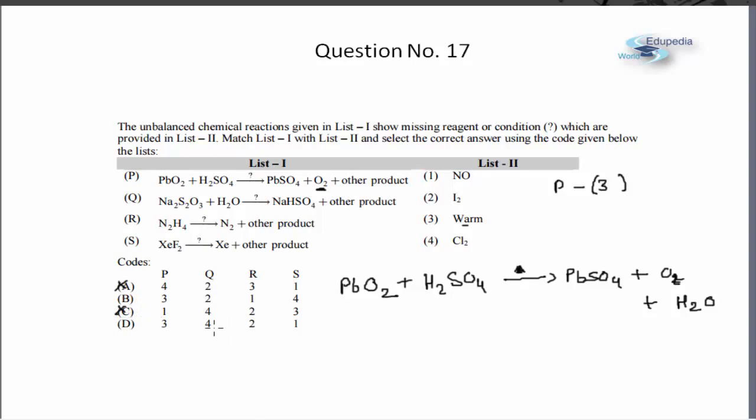Further, if I move ahead, R, as given in option B, says that R is matching with 1. If I look at R, N2H4, that is your hydrazine, this again is a very standard reaction. N2H4 hydrazine is being oxidized to N2, so that means we need an oxidizing agent, and I2 over here will serve as the perfect oxidizing agent. N2H4 plus I2 will lead to N2 plus HI. Fine, so this will be my reaction in case of option R.